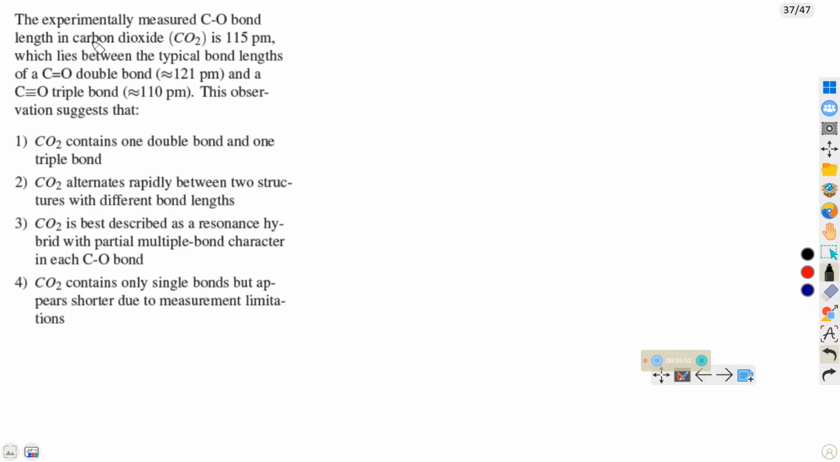The experimentally measured CO bond length in carbon dioxide is 115 picometers, which lies between the typical bond lengths of a C double bond O and C triple bond O. This observation suggests that CO2 is best described as a resonance hybrid with partial multiple bond character in each CO bond. See, CO2 resonance is possible. C double bond O, double bond O. It can also be written as C triple bond O, single bond O.